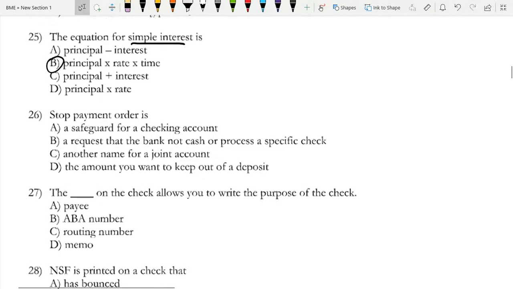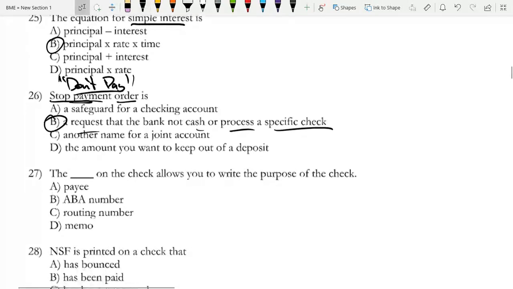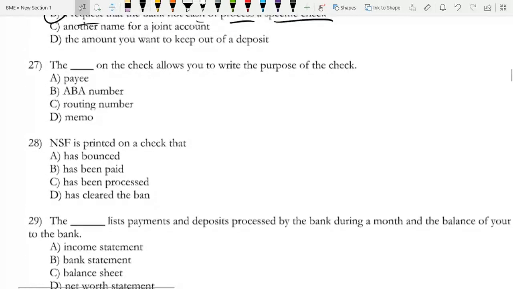A stop payment order is a request that the bank not cash or process a specific check. This also just makes sense from the way that it's written, right? Stop payment. Don't pay. So you can kind of think of it like this: a request that the bank not cash or process a specific check, because you're stopping it. So the next one is question 27.